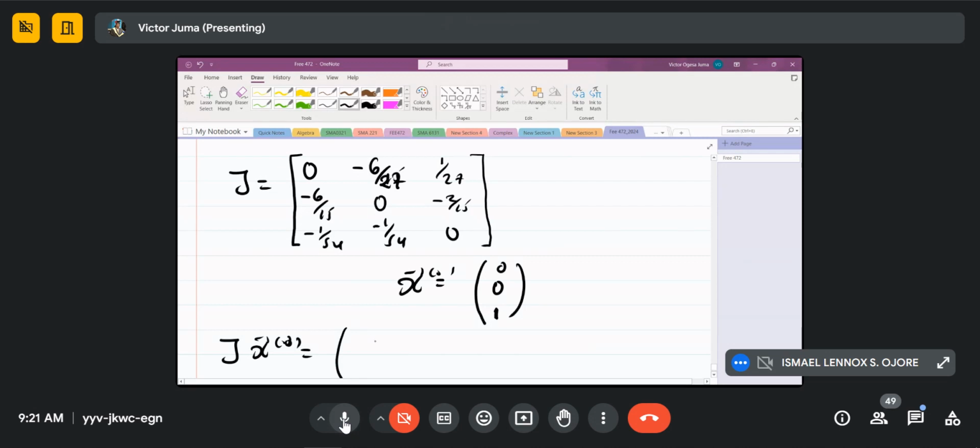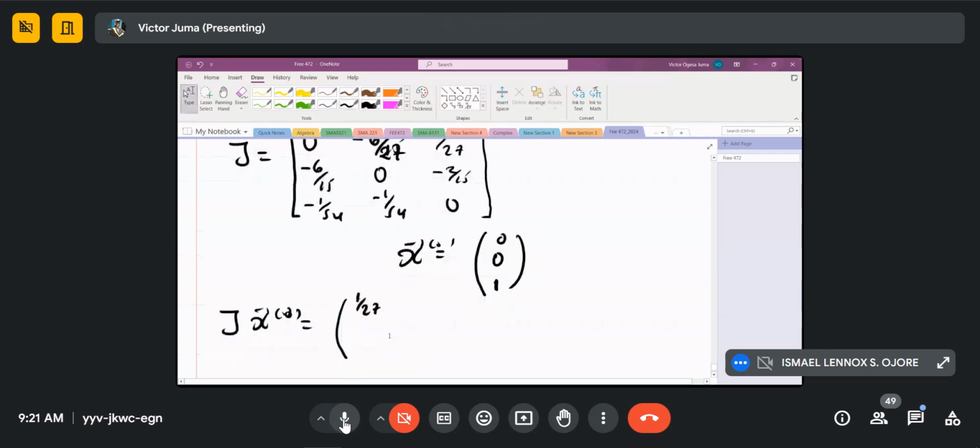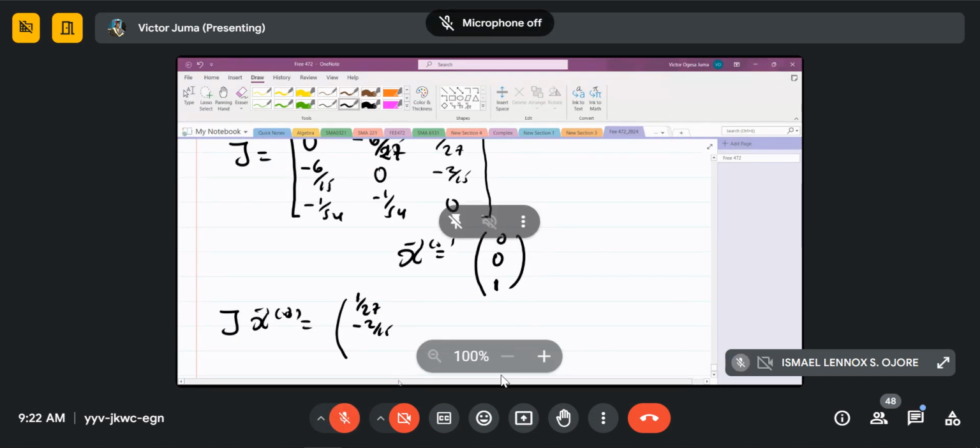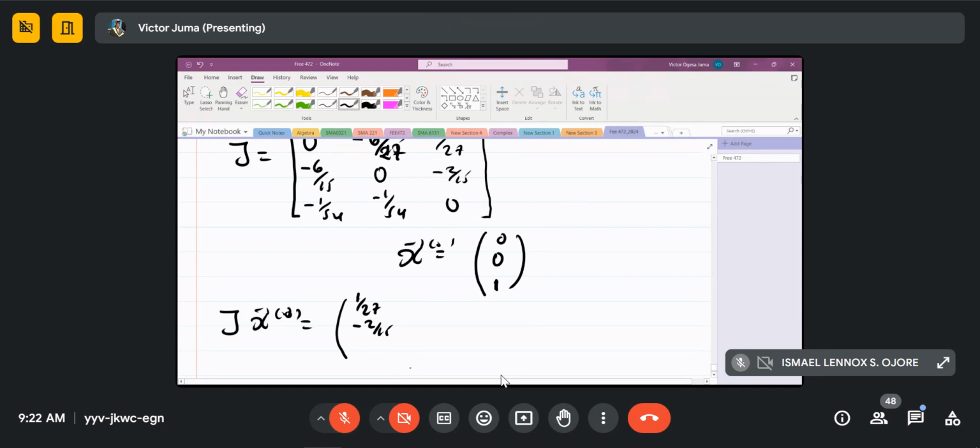One over 27. Negative 2/15. Then the third one is, now we are screwed. This one will screw us because one of the eigenvalues is 0. So this method here we cannot use.